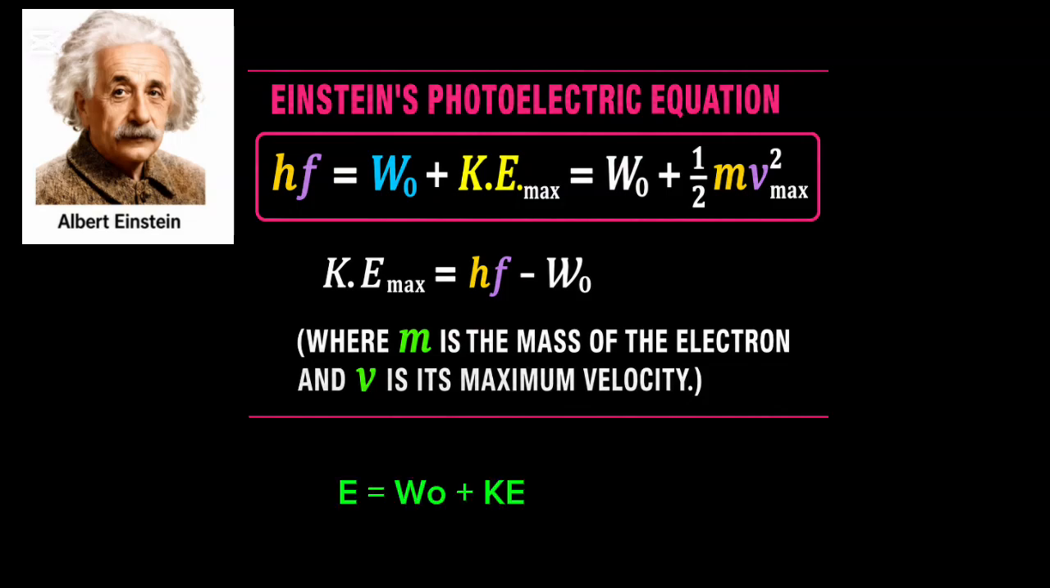Mathematically, E = W0 + Ke. hf = W0 + Ke. Rearranging, Ke = hf - W0. This is Einstein Photoelectric Equation.